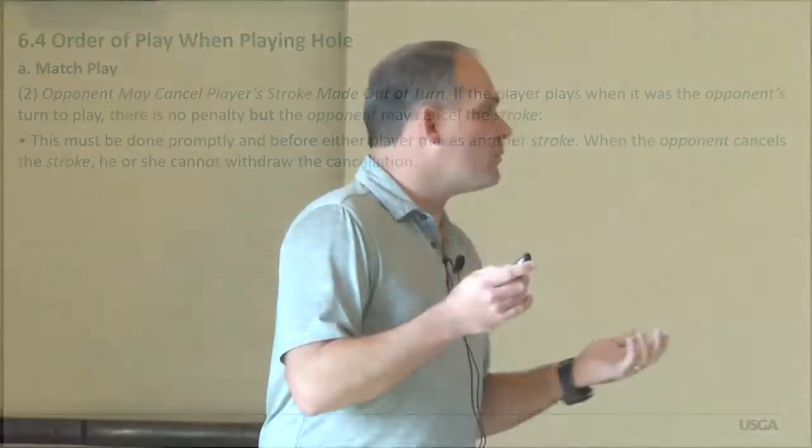So if I tell Ron, hey, you made a 4, okay, that's good. And Ron starts counting, no, I made a 6. It's too late. Unless he tells me the wrong number, that's a different rule. But if I just think he makes a 4 when he makes a 6 and I say that's good, it's my fault. It cannot be withdrawn.